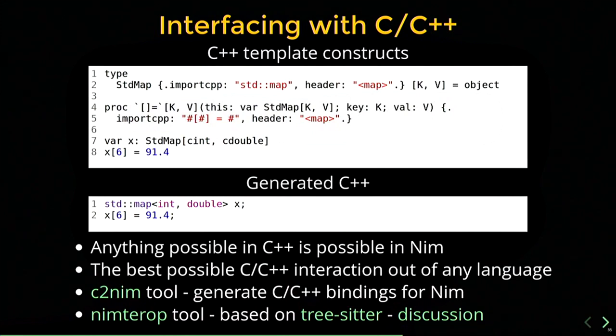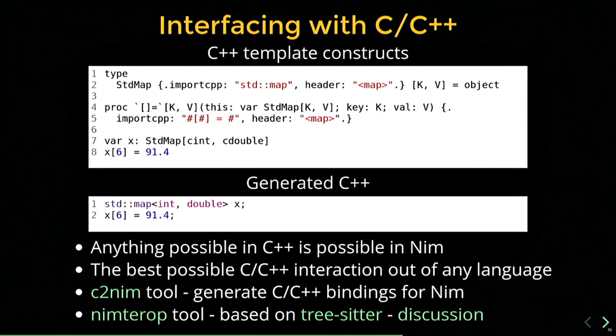We can even interface with more complex types, like templates. In this case, std map. We can also define our procedure to access elements and assign them stuff. And at the end, when we actually use these functions we have defined, the final generated C++ is literally what we would have written by hand in C++ anyway. So there are no intermediate layers, because since one of the languages compiles to the other, bindings can be as optimal as they could be.